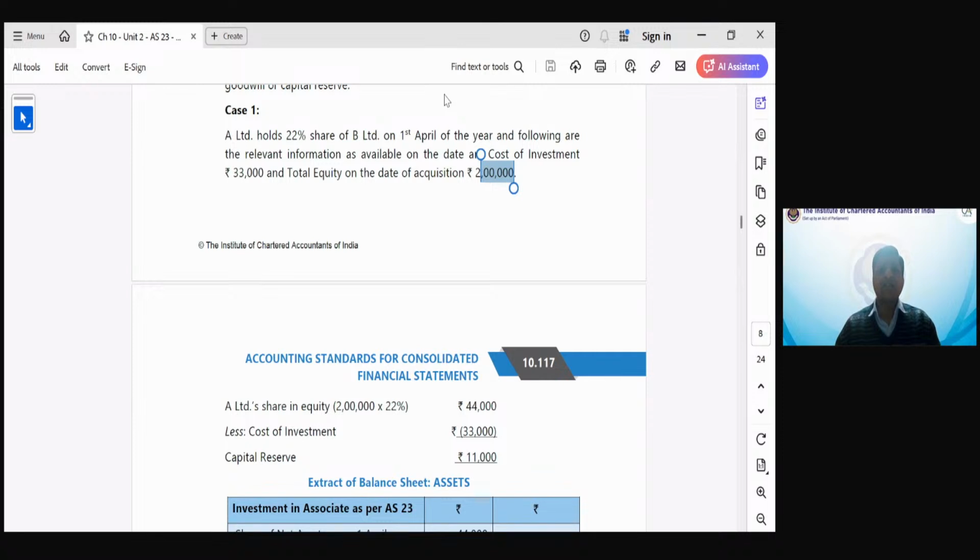Now, Dinesh has a question. Dinesh is asking, sir, how do we identify what is going to be the appropriate method for the question? See, what is going to be the appropriate method for the question is quite a difficult question, isn't it? I think you'll have to understand the question first.